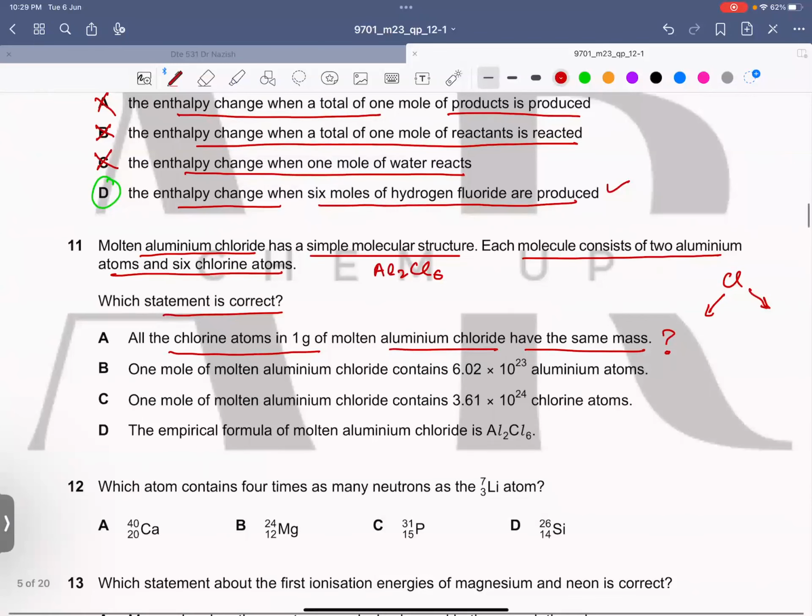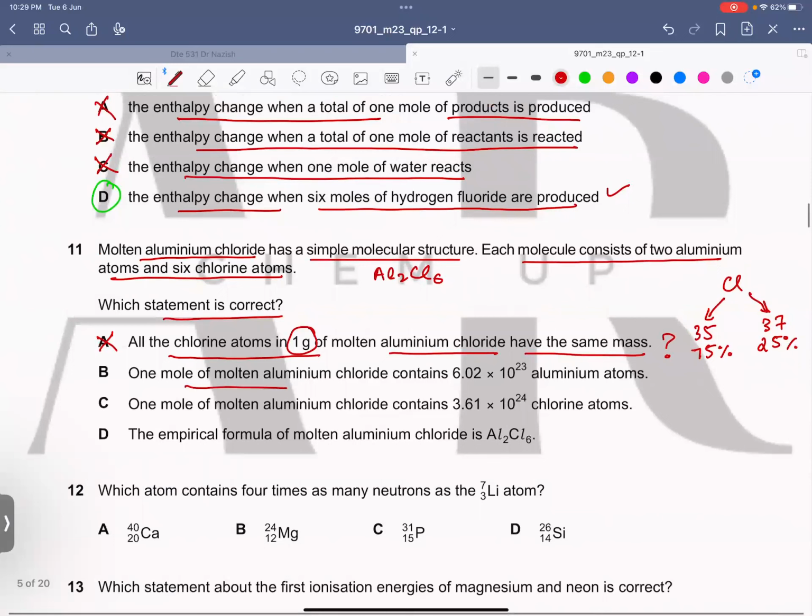If you guys recall, chlorine has two isotopes. One is chlorine-35 and one is chlorine-37. Chlorine-35 is 75% abundant and chlorine-37 is 25% abundant, right? So all the chlorine atoms in 1 gram of aluminum chloride do not have the same mass due to this. So A goes wrong.